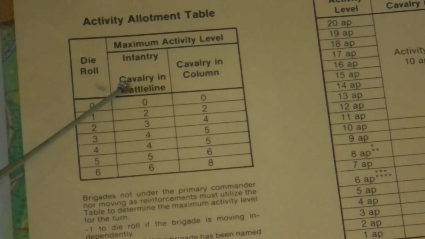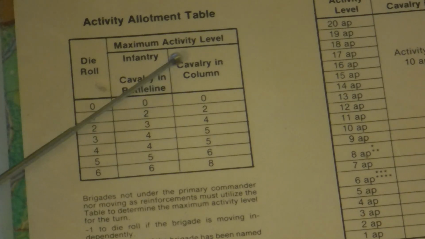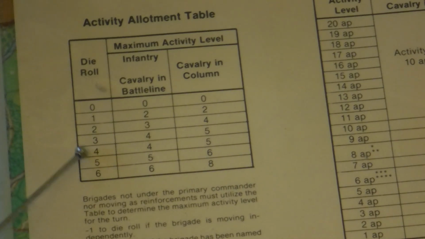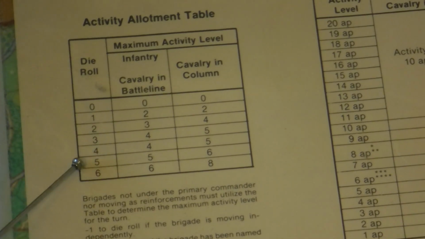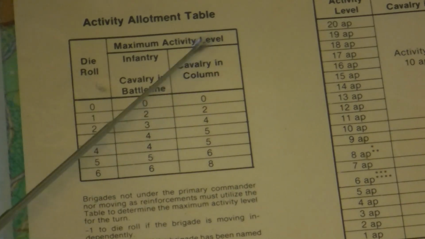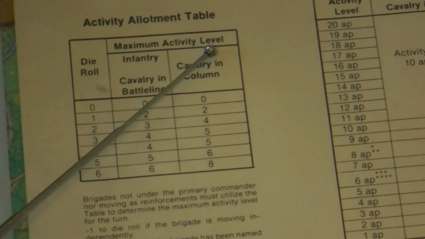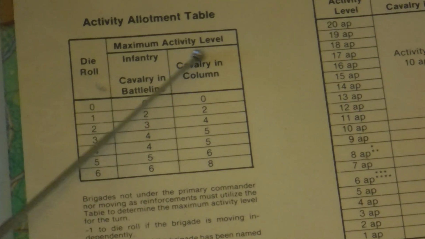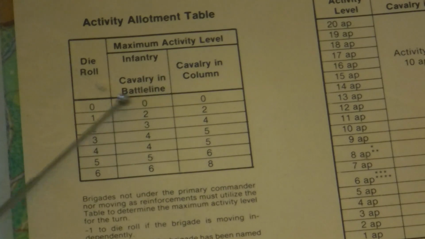Got infantry and cav in battle line, which is not the case, but you don't even have cavalry in column. But you roll the dice from 0 to 6. You go over here. I do believe this is a typo. It should say infantry and cavalry in column, but it doesn't. I think infantry is missing. I really do. But you got battle line in column, and these are in column.